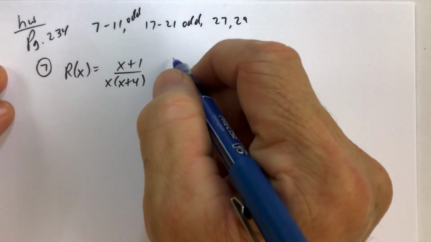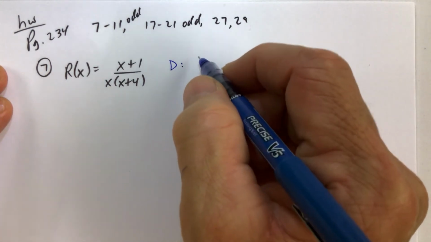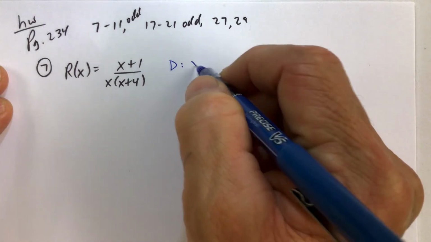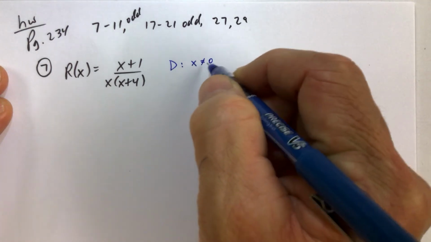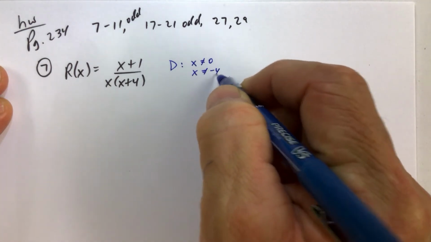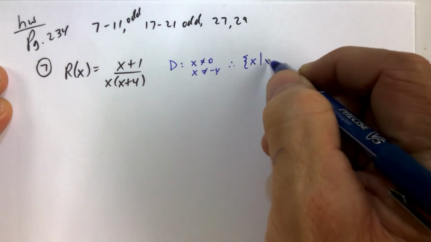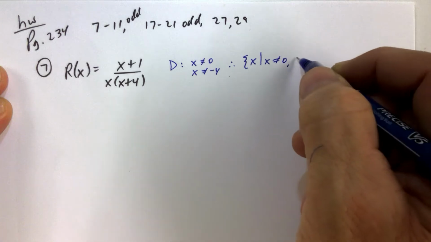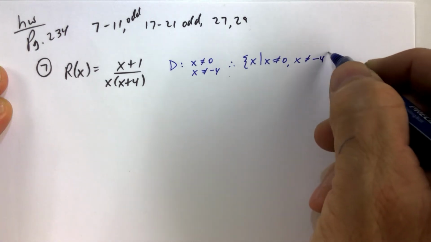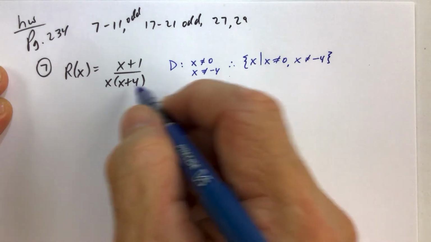Problem number 7. First of all, we're going to find the domain. The domain is all real numbers except for what makes the denominator 0. So x can't be 0, x can't be negative 4. Therefore, the domain is all real numbers x, such that x cannot equal 0 and x cannot equal negative 4. So it's whatever causes the denominator to be 0.